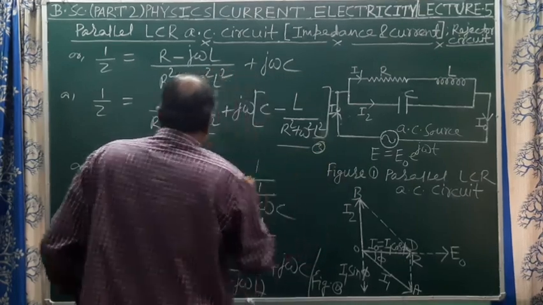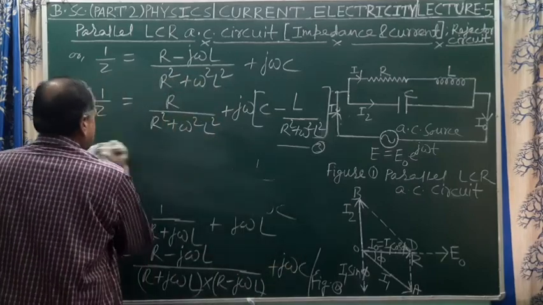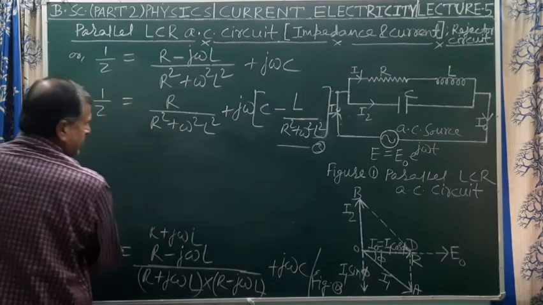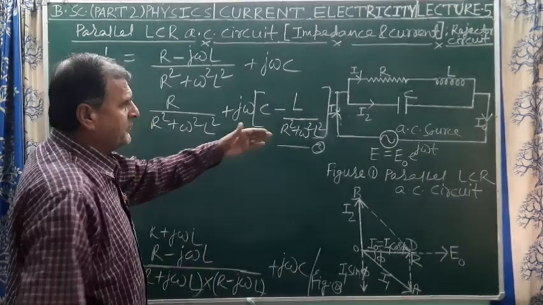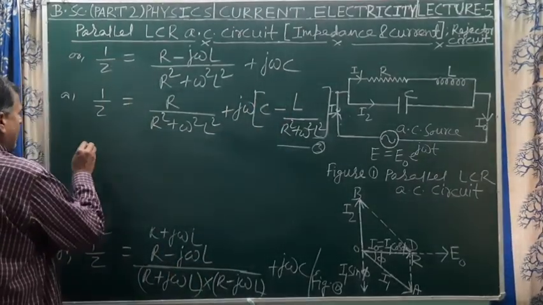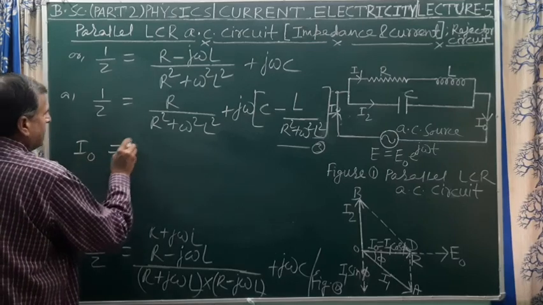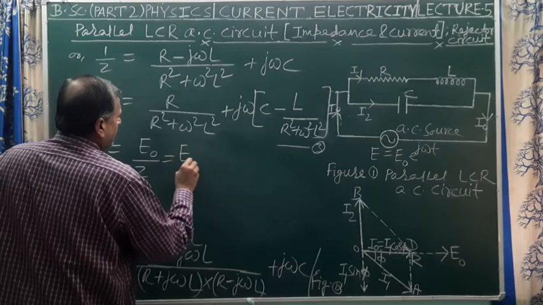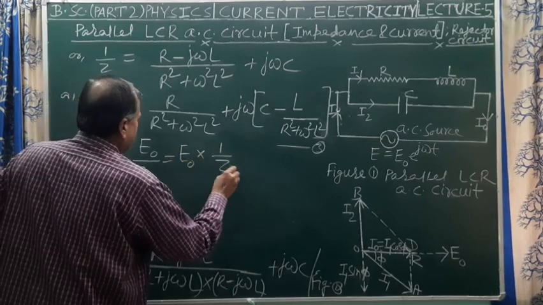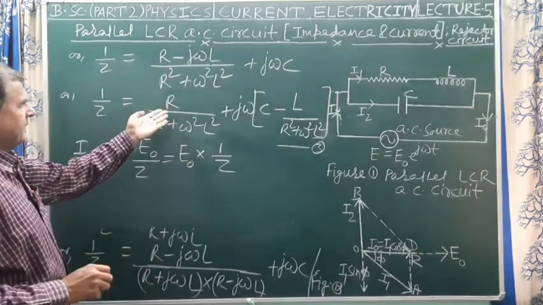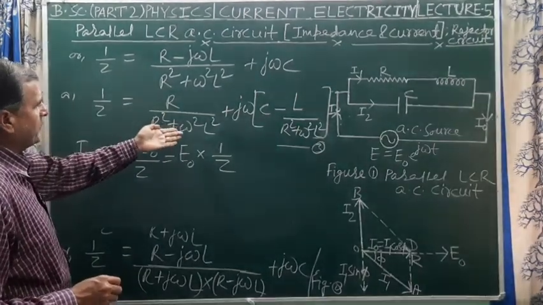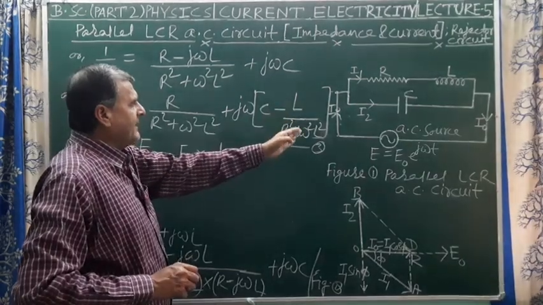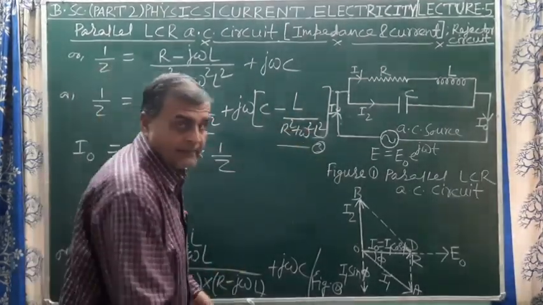Now the source current, that is current I naught flowing in the circuit, is I naught equal to E naught upon Z, that is E naught multiplied by 1 upon Z. And 1 upon Z is this: capital R upon R square plus omega square L square plus j omega under bracket C minus L upon R square plus omega square L square.